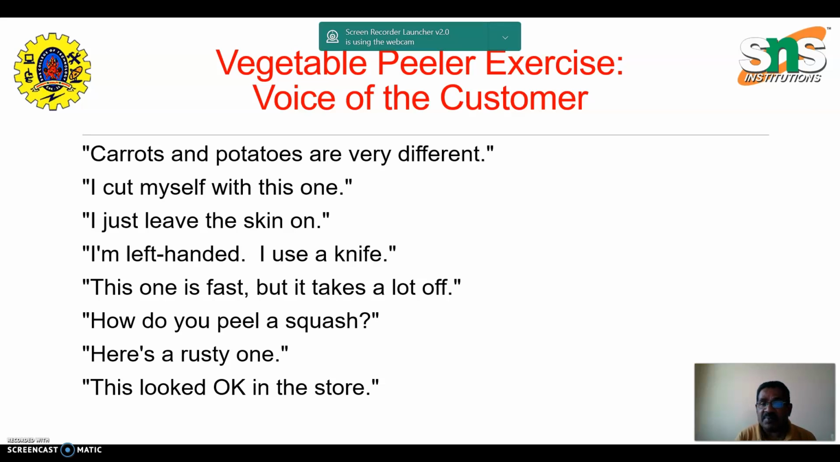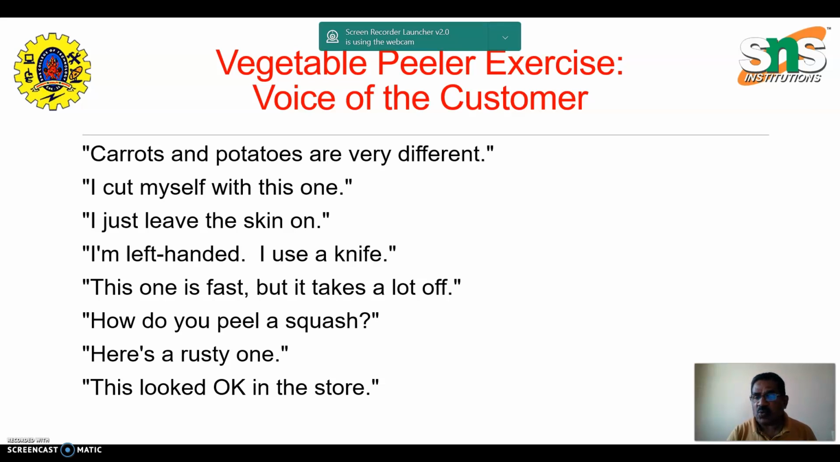This one is fast, but it takes a lot off. Now probably the thickness of the peeling is something that is being questioned here, and we may have to answer this. They are definitely commenting well about the speed and productivity of the peeler, but then they say, in a back-end sentence, that it takes a lot off. Now we must take the message and try to improve on that.